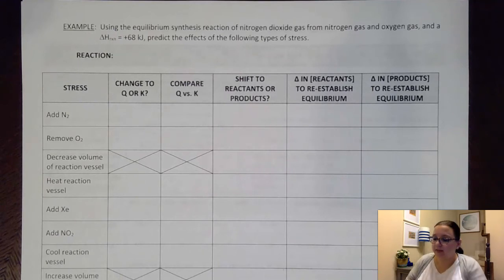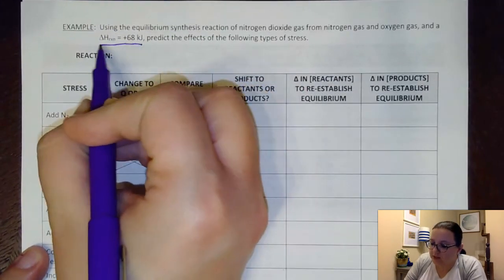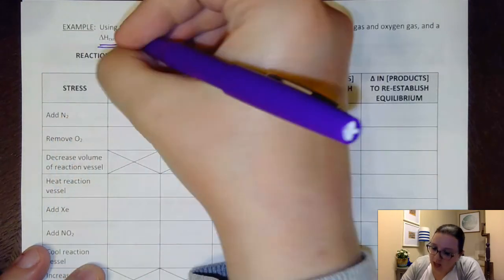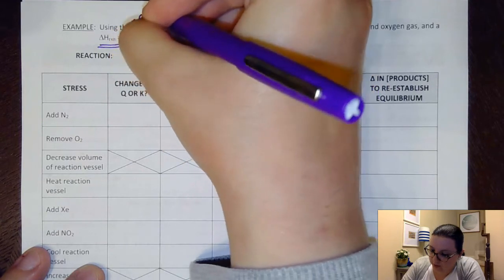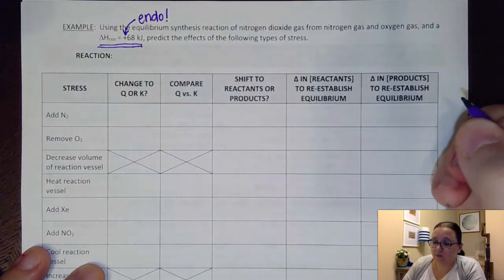And we also want to place heat. We notice this delta H of the reaction is a positive 68 kilojoules. And so if that has a positive with it, then that means that this process is endothermic. So that's going to make a difference where we put that heat.